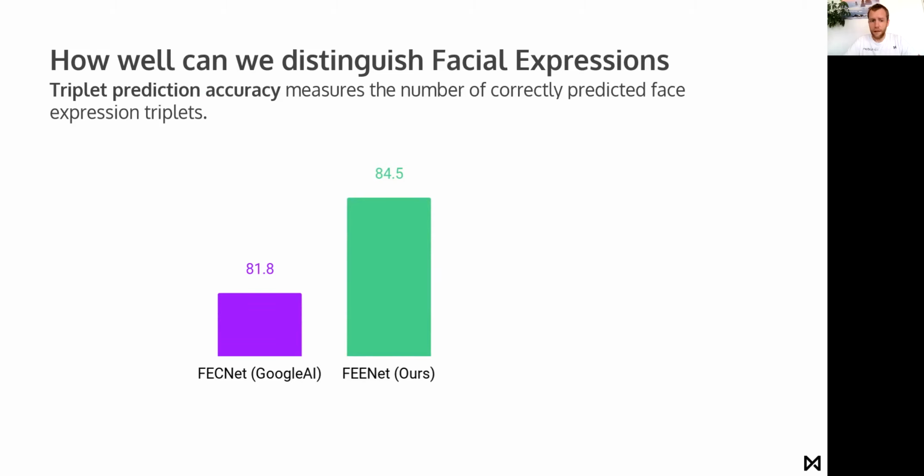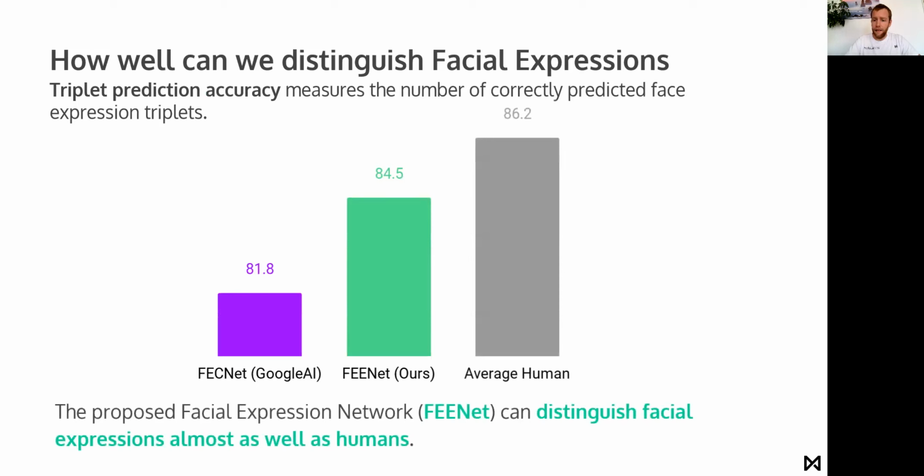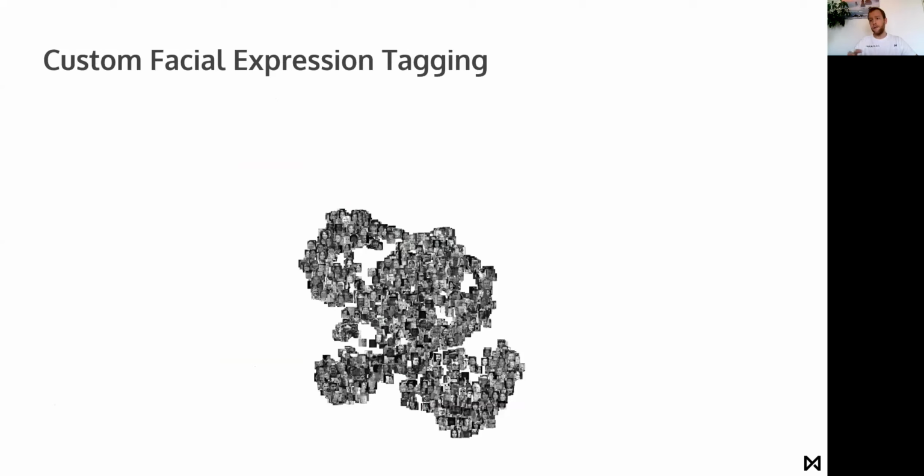Compared to the previous work, which was at 81.8, there's an improvement. But personally, I find much more interesting that if you look at the average human performance, we actually are very close, right? So an average human has an 86.2% triplet prediction accuracy. So basically, we can say that the proposed FeeNet is almost as good as a human at distinguishing facial expressions.